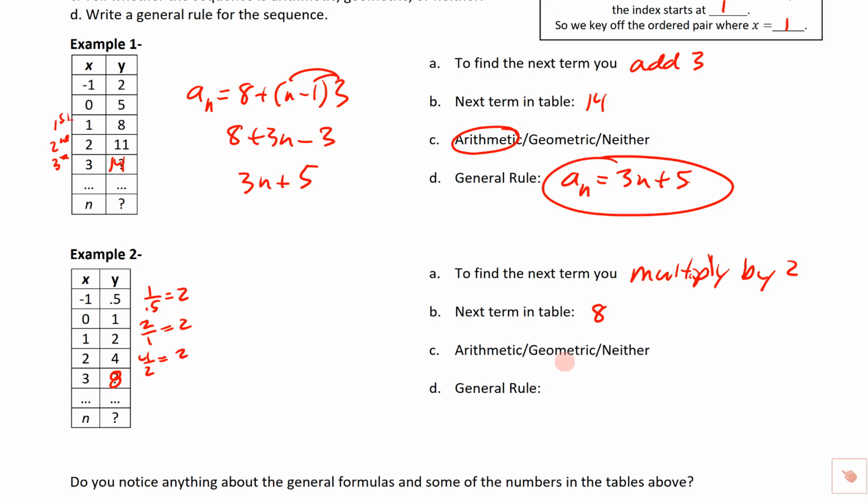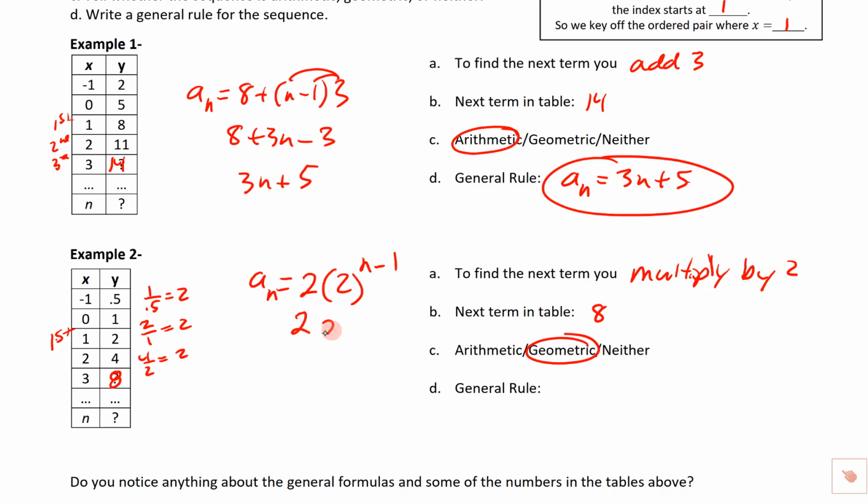And then arithmetic or geometric? Well, if we're multiplying from one term to the next, then it's geometric. And a general rule here: we're going to have a sub n equals the first term, and again, we're keying off this one right here, so this is the first one, it's a 2, and then the common ratio is 2, and then to the n minus 1.